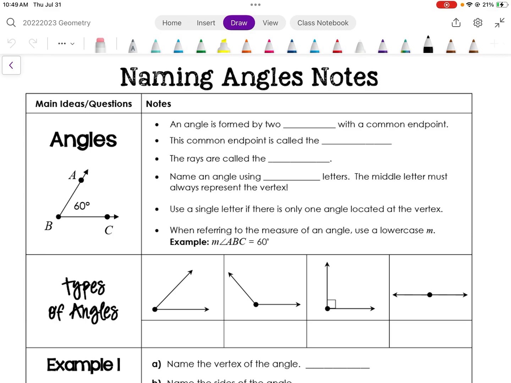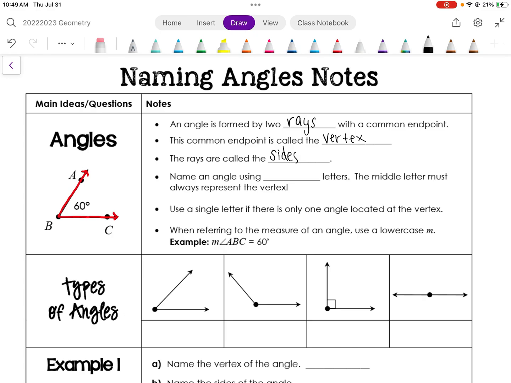So let's go over some basics. This is a lot of vocab in this top section of our notes. An angle: if you look at this angle in this diagram, it's formed by two rays. We've talked about these. Two rays with a common endpoint. Notice the two rays meet at endpoint B. The common endpoint of that angle is called the vertex. So if I ever say the vertex of an angle, it's kind of like the center point of the angle. It's where those two rays meet. The rays are called the sides. The two rays make up the sides of the angle.